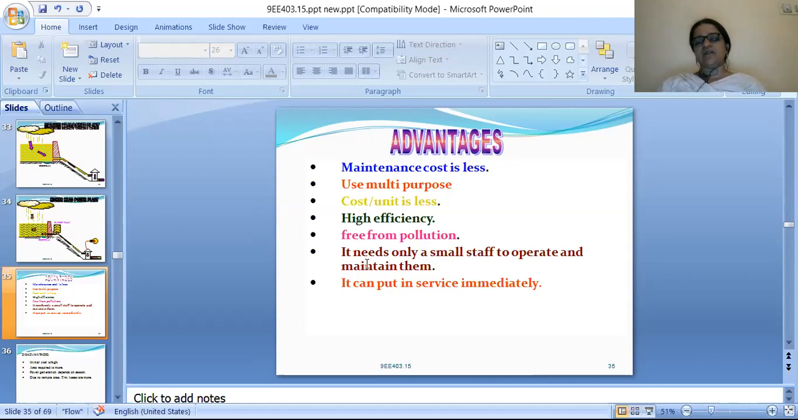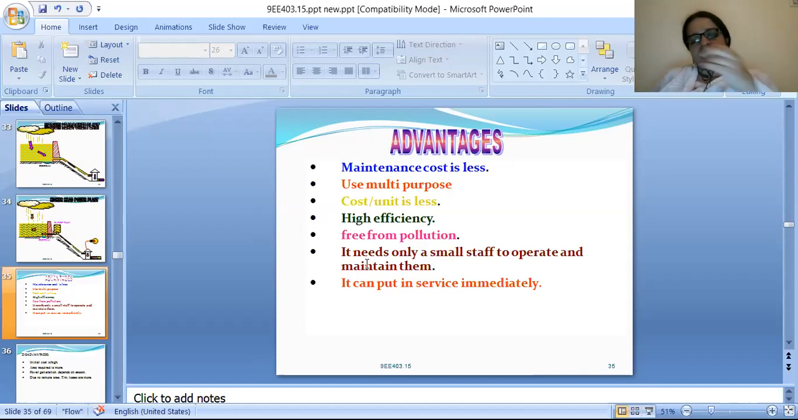In thermal power plant, what are the advantages, disadvantages? We have known. Similarly, now we will see the advantages and disadvantages of hydroelectric power station also, and we will try to compare these advantages and disadvantages with the thermal power plant, so that we will have a better idea, or we will have a good clarity on non-renewable type of power plants.